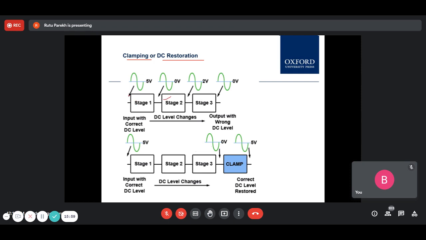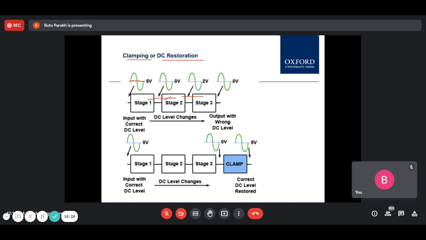Now when the signal is passing from one stage to another, if here it was 5 volt DC and the signal was symmetrical, once it is out and given to this stage, the DC point changes from 5 volt to 0 volt. So once it is moving from one stage to another, the DC level changes. And when it is coming out here, it will be 0 volt.